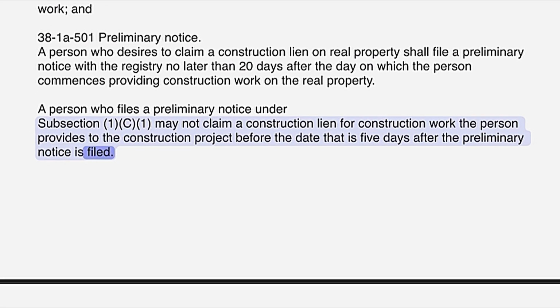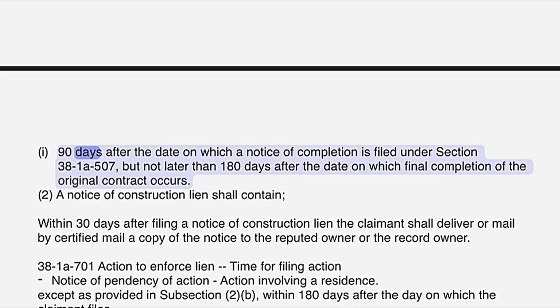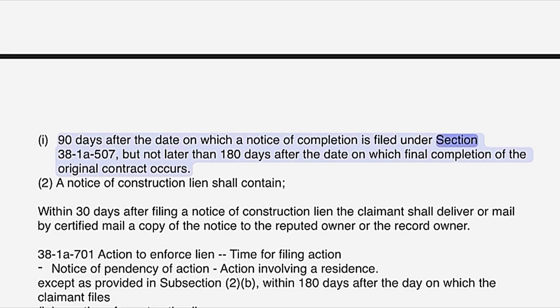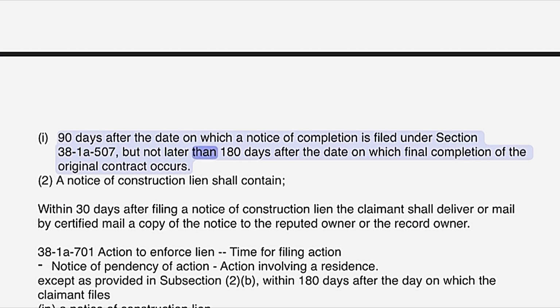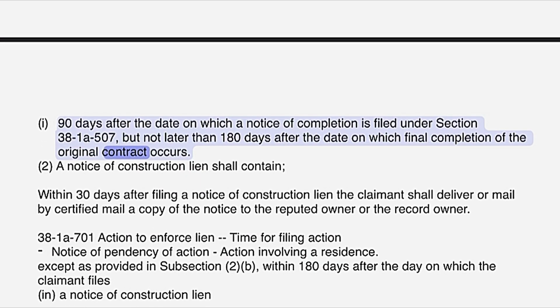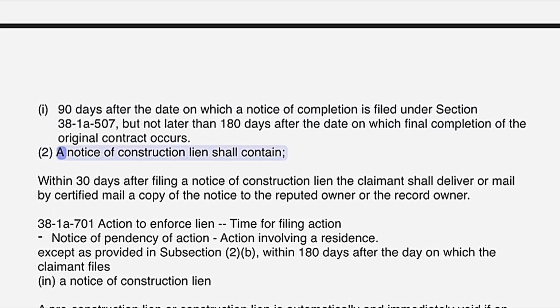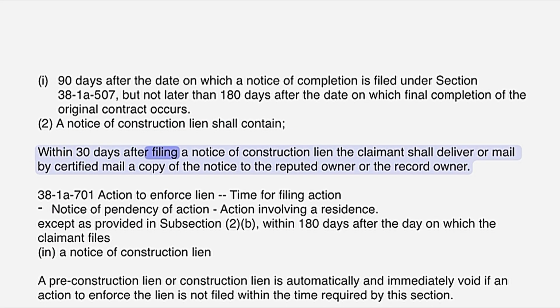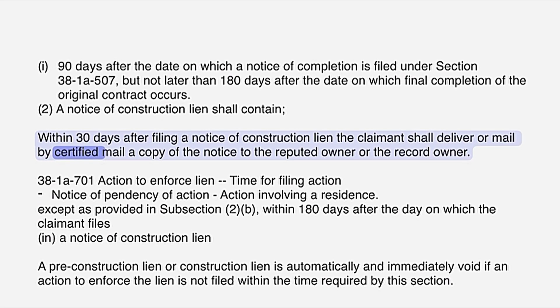90 days after the date on which a notice of completion is filed under section 38-1a-507, but not later than 180 days after the date on which final completion of the original contract occurs. 2. A notice of construction lien shall contain... Within 30 days after filing a notice of construction lien, the claimant shall deliver or mail by certified mail a copy of the notice to the reputed owner or the record owner.